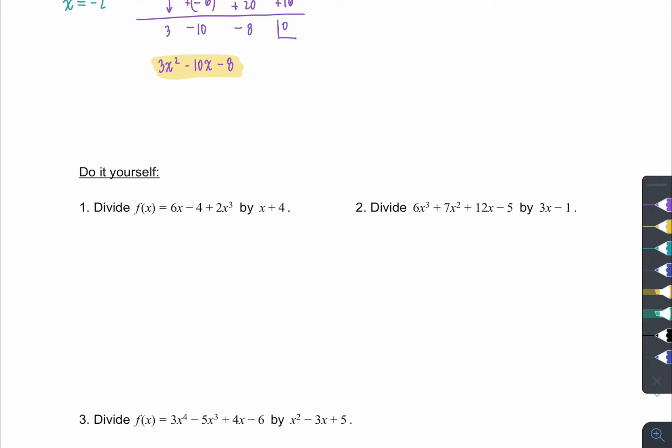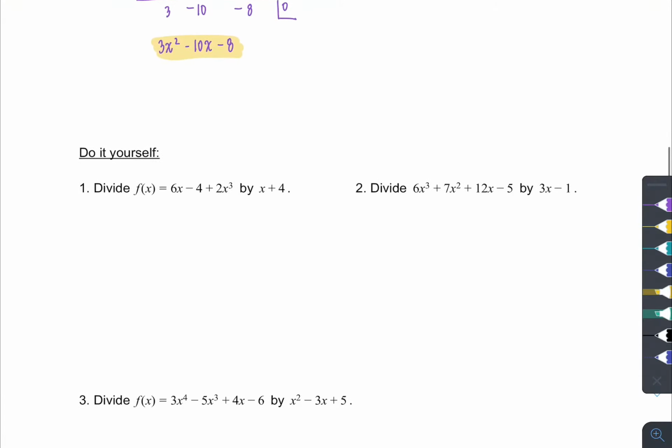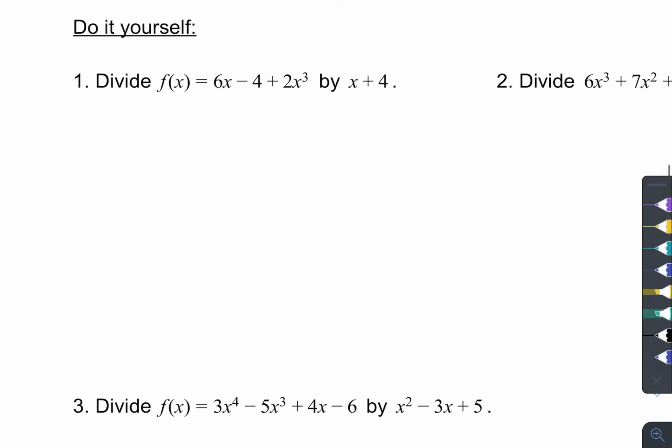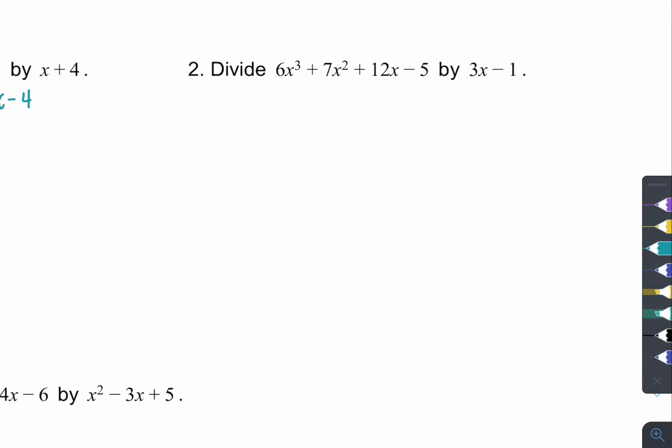Okay, so go ahead and do this next one on your own. I'll give you a hint, you do need to rearrange this. So this is 2x to the third plus 0x plus 6x minus 4. And we'll do that one in class. Okay, so then this one here, go ahead and try it on your own.